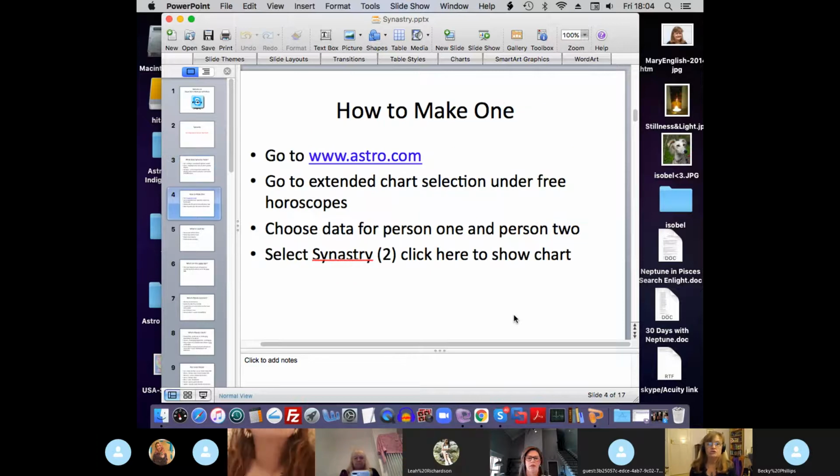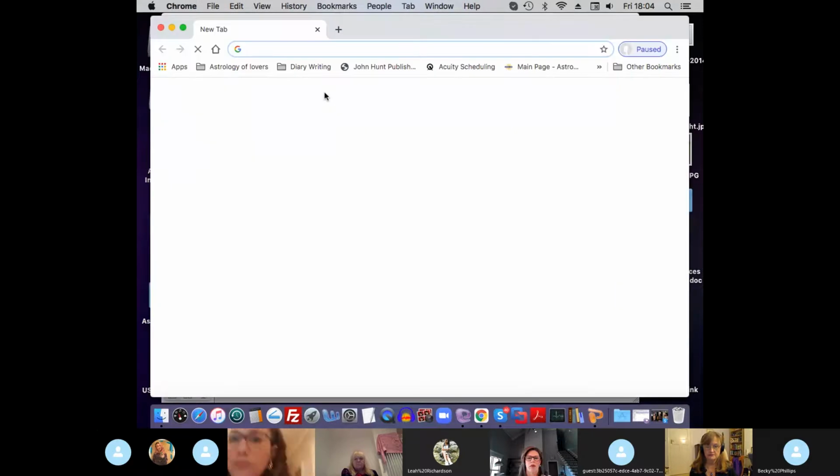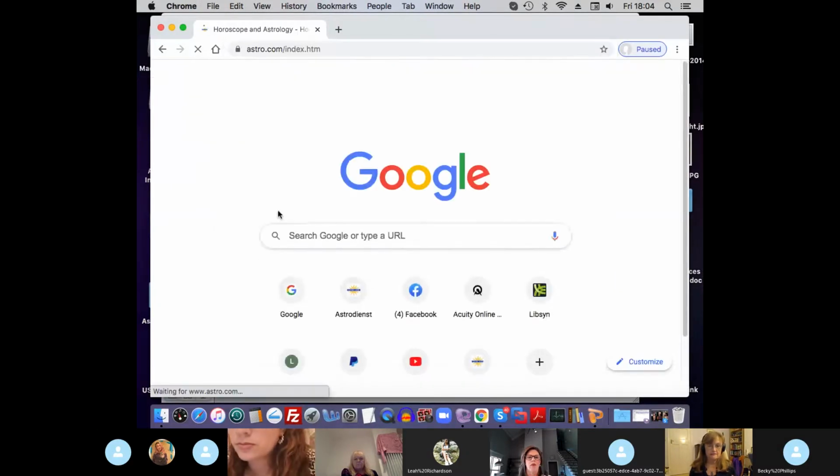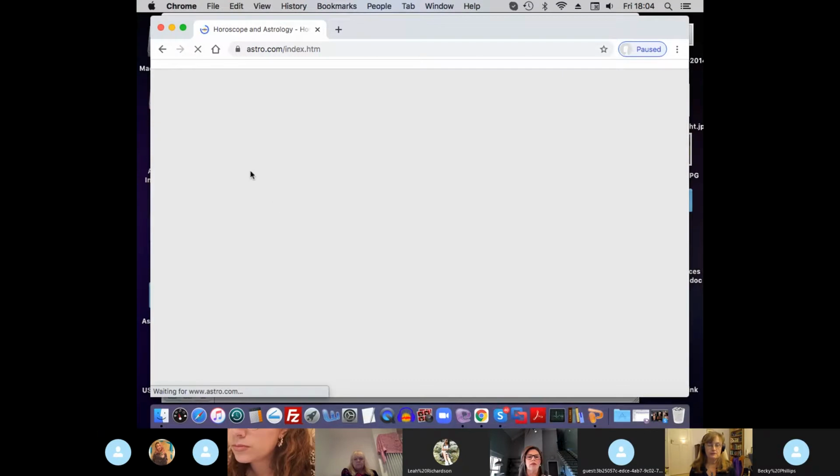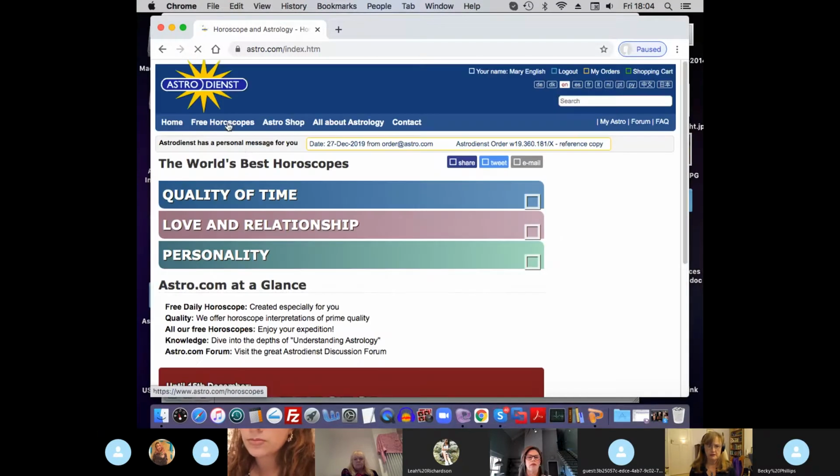So how do you make one? You've got to go to astro.com, which I'll show you how to do in a minute. You go to the extended chart selection under free horoscopes, and you choose the data for person 1 and person 2 and select synastry and click here to show charts. So I'm going to open up my browser, and hopefully this is all working. So we go to astro.com, and I've made in my account 2 people. I've called them Betty and Bobby, I think.